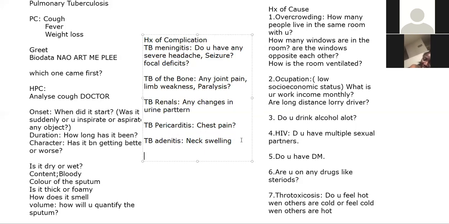So that is it about history of complications. After history of complications, what was the next thing, doctor? Caregiving. So for caregiving, what do you ask? What have you taken? What have you done so far? This one is very easy now. Any concussion, and any medication.